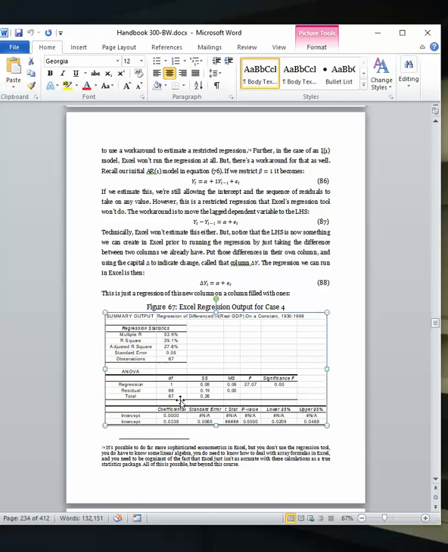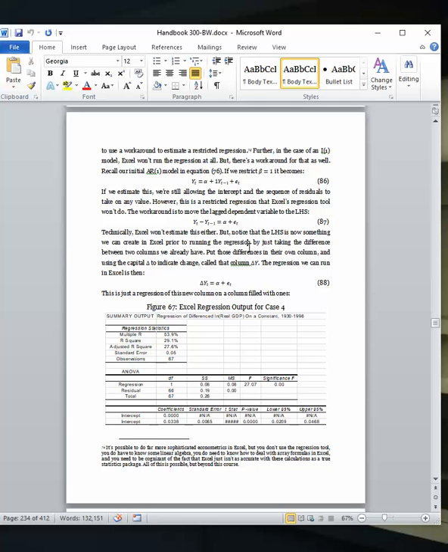Right in here, I get an estimate of that of 0.0338, which is roughly 3.4% per year. And then everything else is a residual. So that's where we are with case 4.